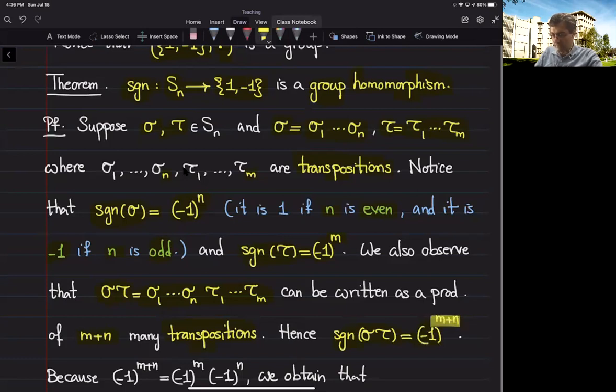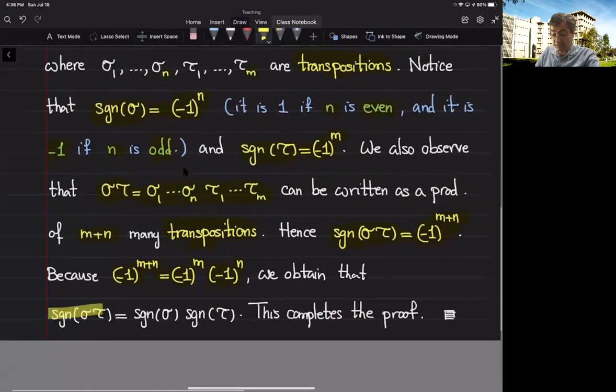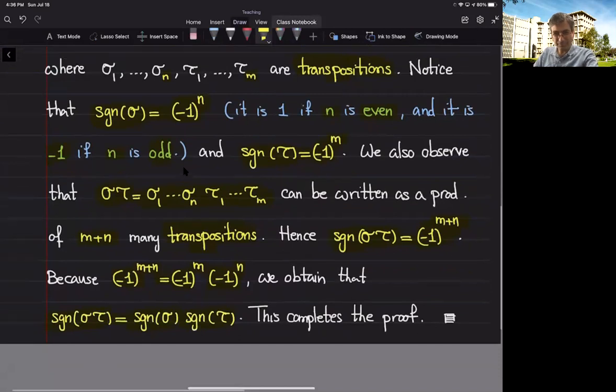This tells me that this number is 1 when m plus n is even, and this number is -1 when this number is odd. That's exactly what sign of sigma tau is supposed to be. Now, notice that -1 raised to power m plus n is -1 raised to power m times -1 raised to power n. Therefore, using these equalities, we deduce that sign of sigma tau is the same as sign of sigma times sign of tau. And this completes proof of this theorem.